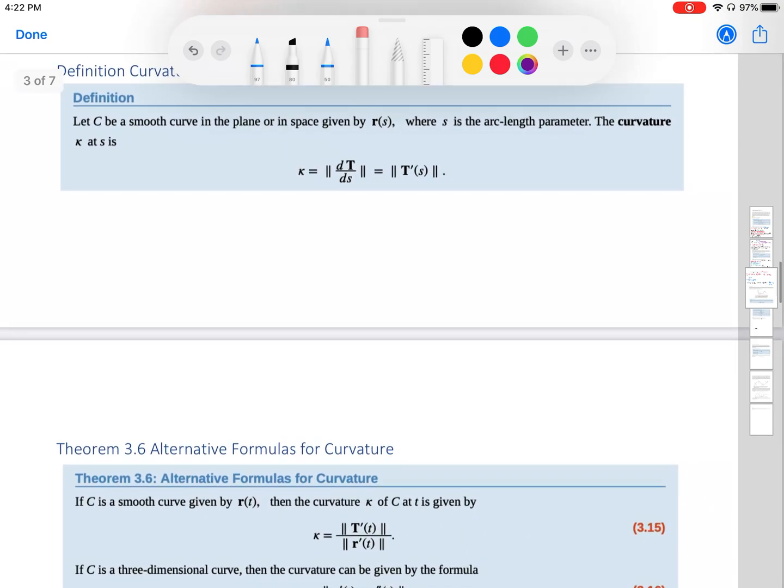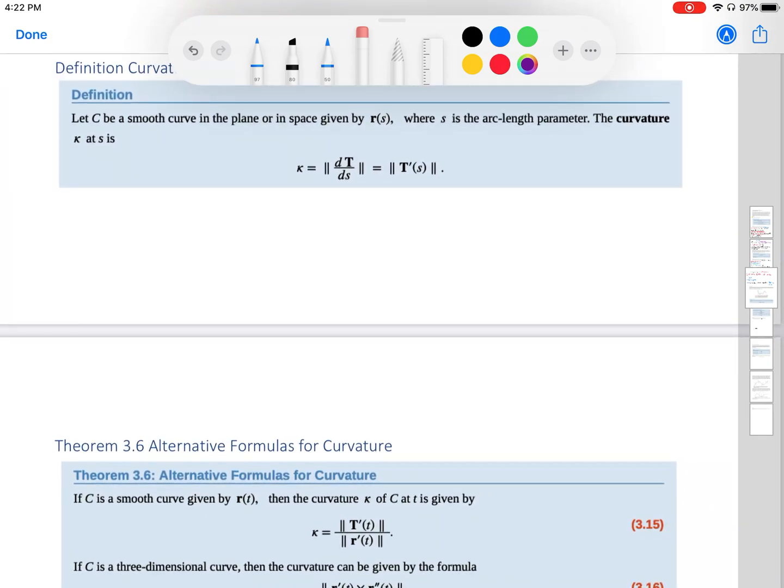Definition of curvature. Let C be a smooth curve in a plane or in space given by r(s), where s is the arc length parameter. The curvature K at s is K equal to the magnitude of dT/ds, which is the same as the magnitude of T prime of s.